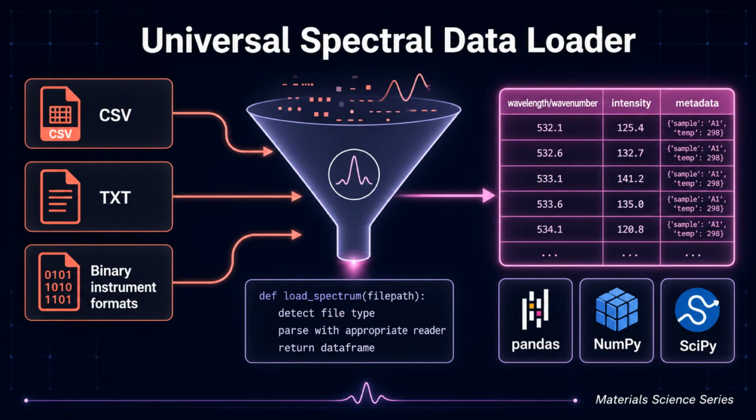The first step in any analysis pipeline is loading data from various file formats. Spectroscopic instruments output data in many formats, from simple CSV and TXT files to proprietary binary formats. We'll create a universal loader that detects file types and converts them to a consistent pandas data frame structure with wavelength or wave number, intensity, and metadata columns. This abstraction layer means your analysis code works identically regardless of the source instrument. Libraries like NumPy, Pandas, and SciPy form the foundation of our data processing toolkit.